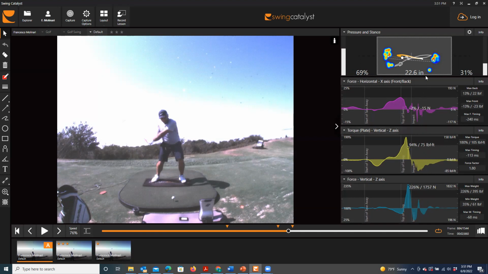So making sure that we match up pressure shifts to dominant ground reaction force patterns is a great way to use the force plate to help golfers get better.